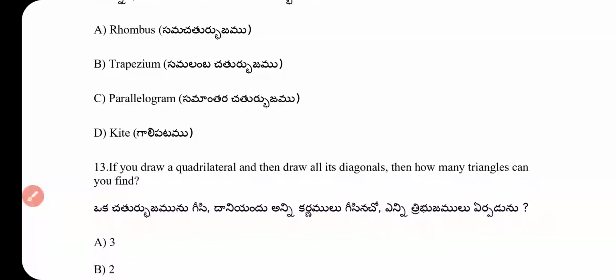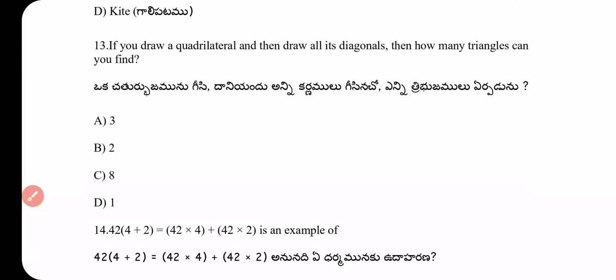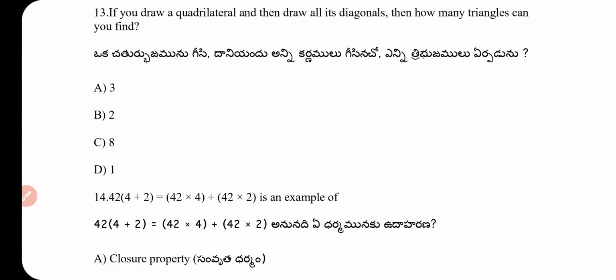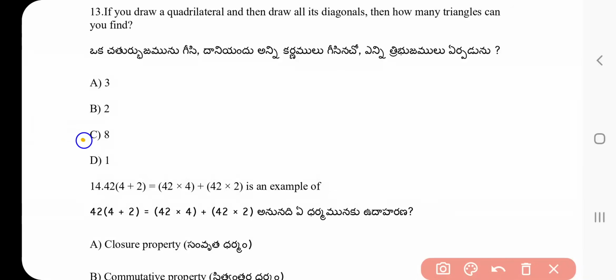Next question number 13. If you draw a quadrilateral and draw all the diagonals, how many triangles can you find? Option C is the right answer, 8.